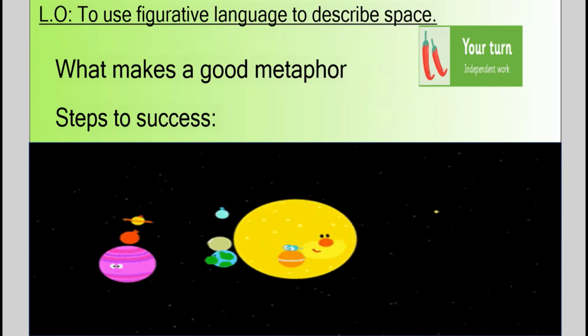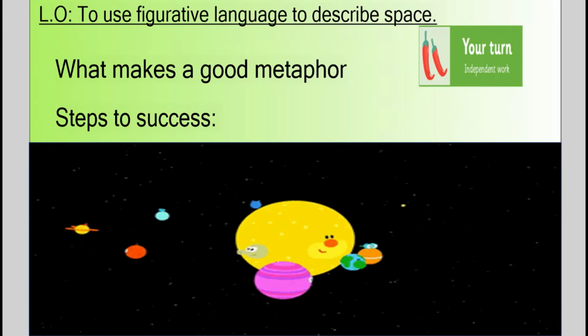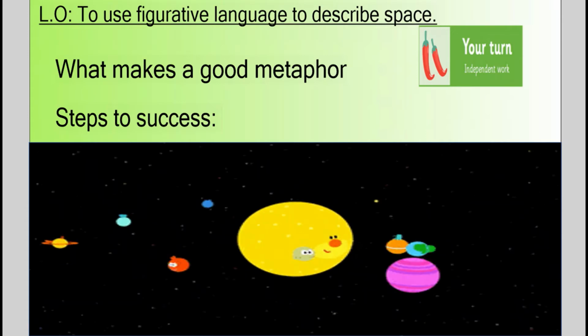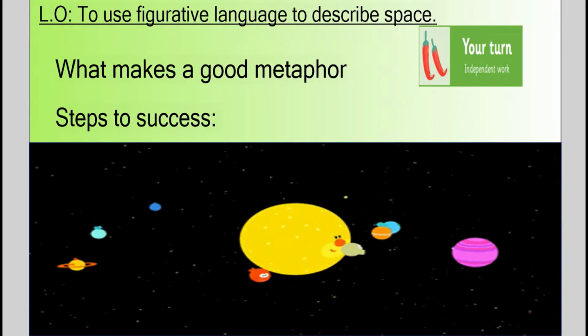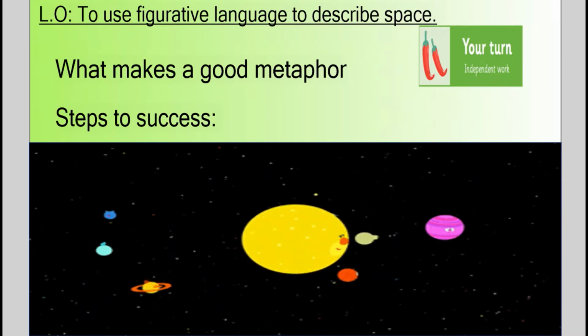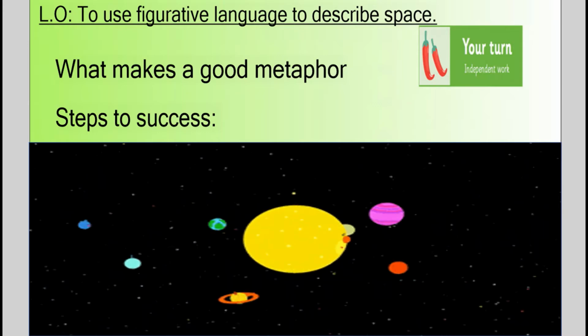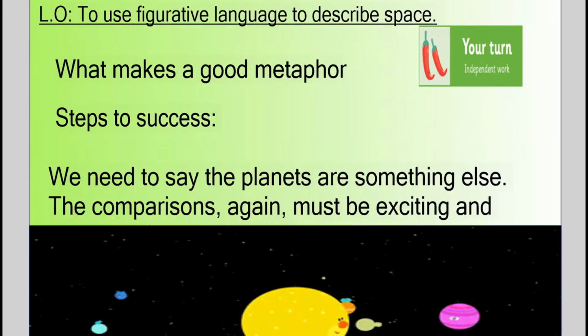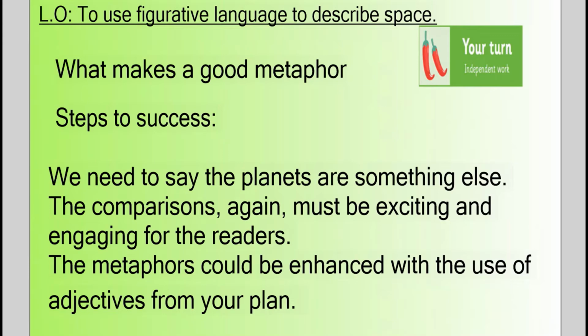Let's have a think about what makes a good metaphor, and let's write some steps to success. So pause the video here and have a think about what we used for our simile steps to success yesterday and how it could be used for our metaphor one today as well. So for a metaphor, we need to say that the planets are something else. Not they're like or as something else, that they are something else, or the planet is something else. The comparisons, again, must be exciting and engaging for readers. And then these metaphors could be enhanced with the use of adjectives from your plan.